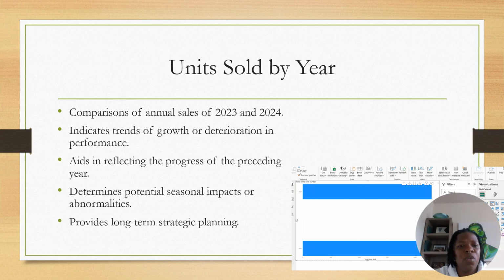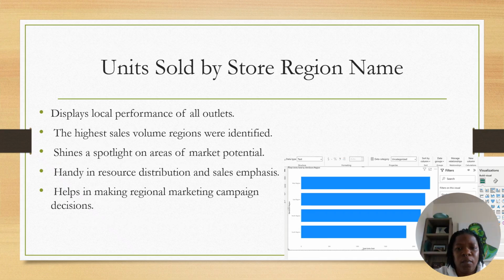This shows units sold by year, a comparison of annual sales of 2023 and 2024. This slide also indicates trends of growth and deterioration in performance, aids in reflecting the progress of the preceding year, determines potential seasonal impacts or abnormalities, and provides long-term strategic planning.